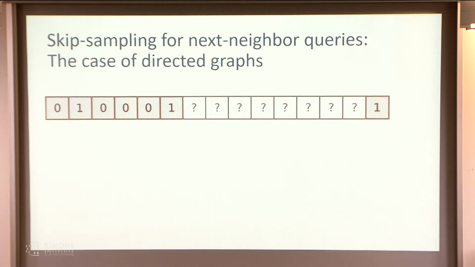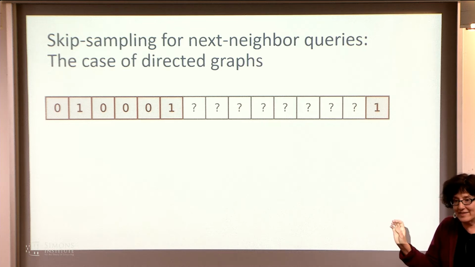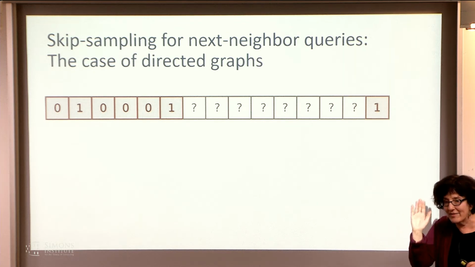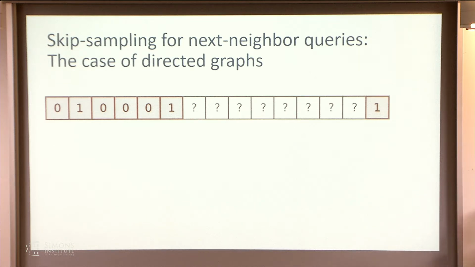So we're going to call this skip sampling. That's to pick the next neighbor queries. And let's think for a minute of directed graphs. And let's also assume that nobody did any adjacency queries for us in the middle, that we're just doing next neighbor queries. I mean, everything can be handled, but it's a little bit of a mess. So let's just think there's only next neighbor queries. That's all we're doing. Okay, and this is directed graphs.